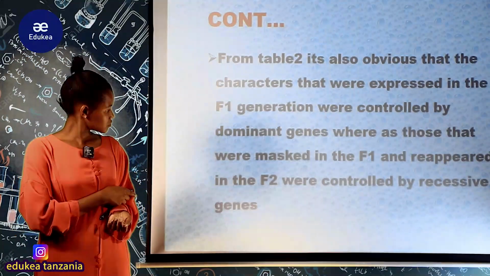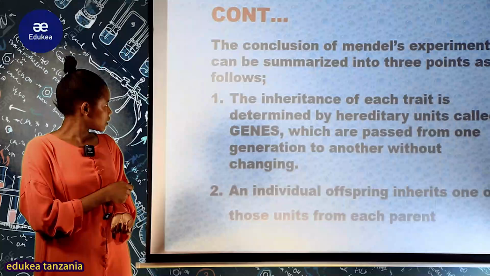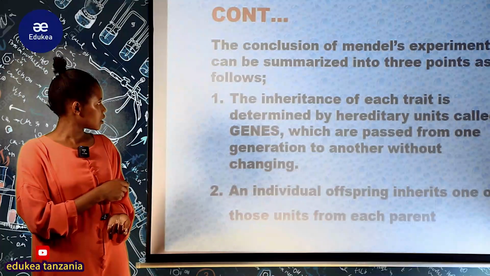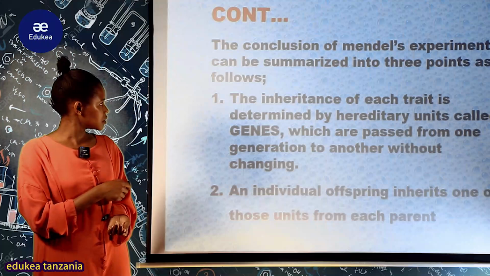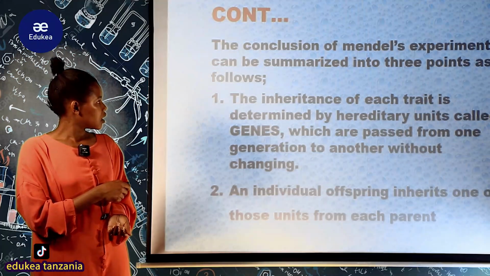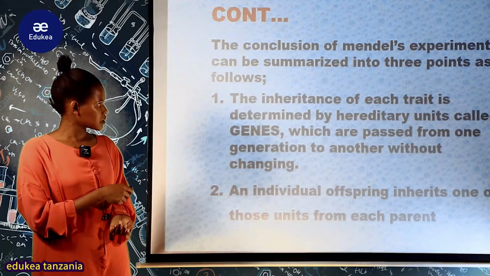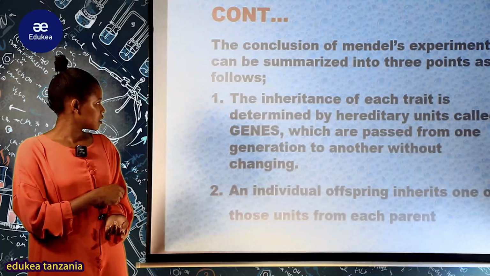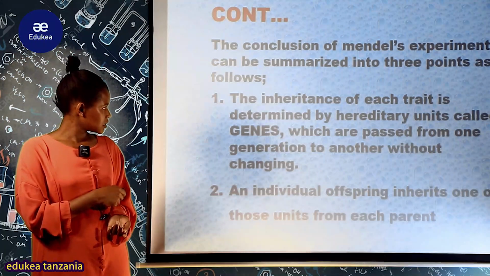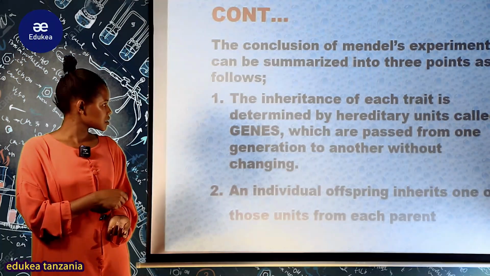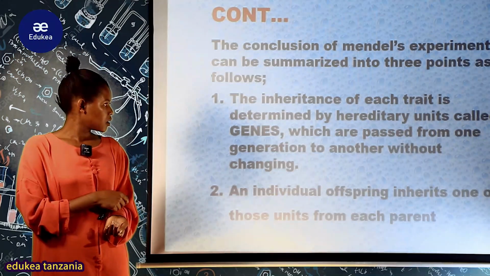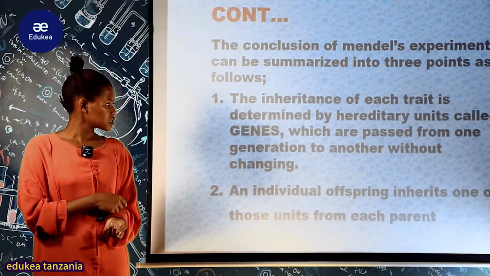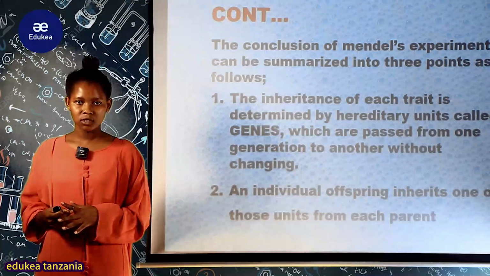Now we are going to look at a conclusion in a summarized way. When we conclude Mendel's experiment in a summarized way, we can get into 3 points. The first point, the inheritance of each trait is determined by hereditary units called genes, which are passed from one generation to another without changing.